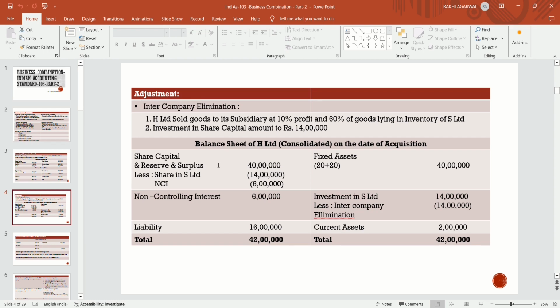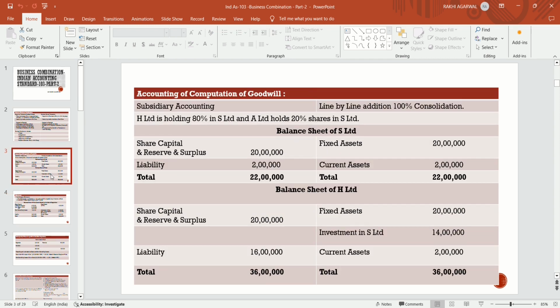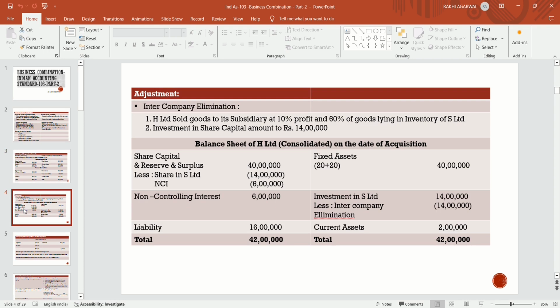Balance sheet of consolidation on the date of acquisition, that is, on the date when H Limited acquires S Limited. Where the controlling interest in H Limited is more than A Limited, the consolidation is done by H Limited. Now in consolidation, they acquire all the assets of S Limited, like fixed assets 20 and 20, that is 40 lakhs. Investment in S Limited is 14 lakhs by the holding company, so they can eliminate this as intercompany elimination because they invested in S Limited 14 lakhs.